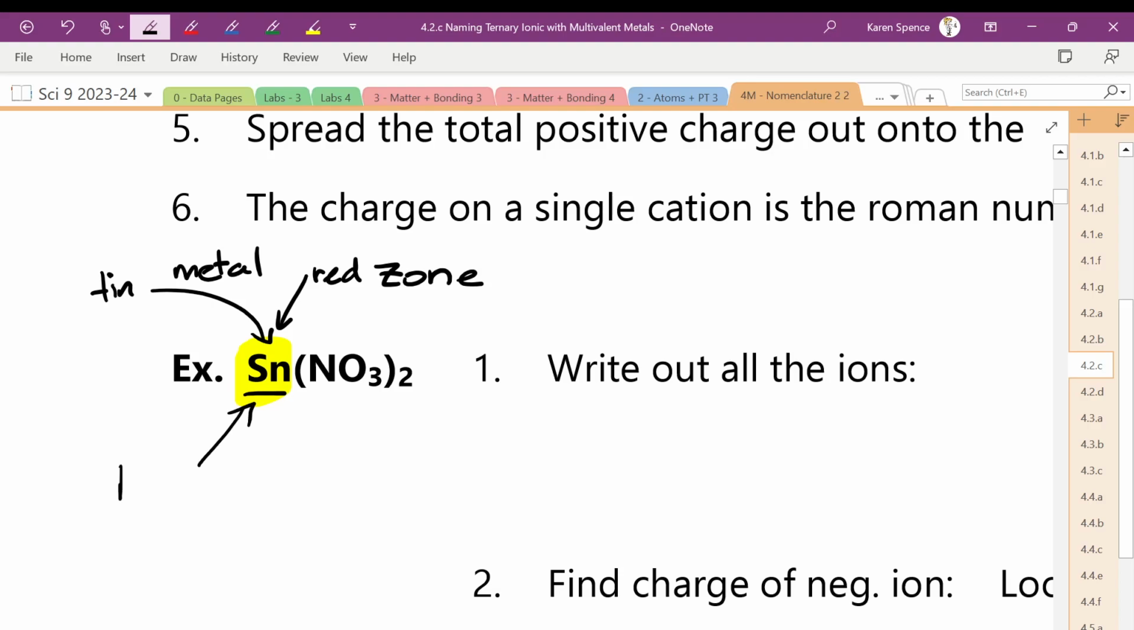How many tins do we have? Just one. Now, this is the trickier question. All the rest of this is a polyatomic ion. How many do we have? 2.